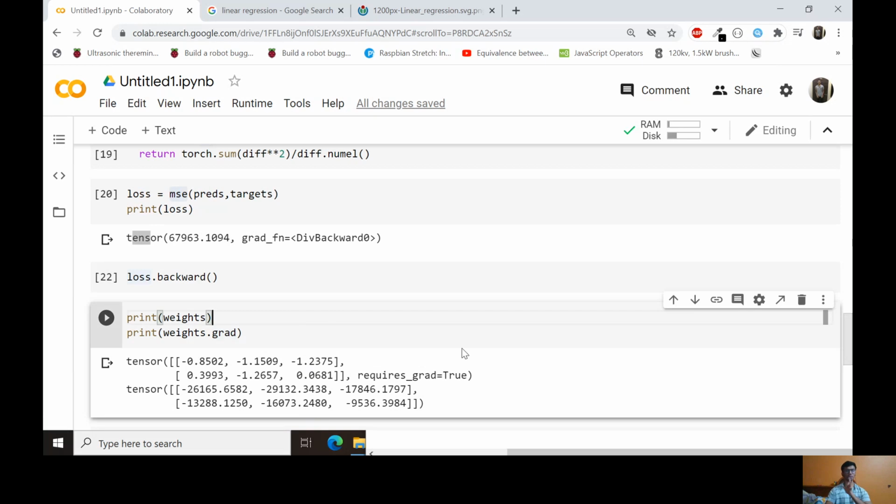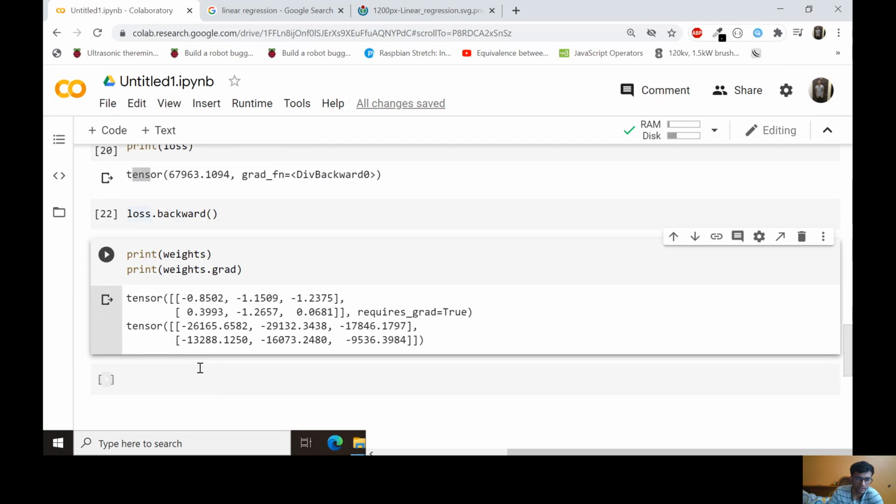So now, understand, there's nothing to remember, just understand. Our weights were minus 0.8502. It's a random value, completely random. We have nothing to do with this. Weights dot grad is nothing but the derivative of the loss function with respect to W11, that means the first element.